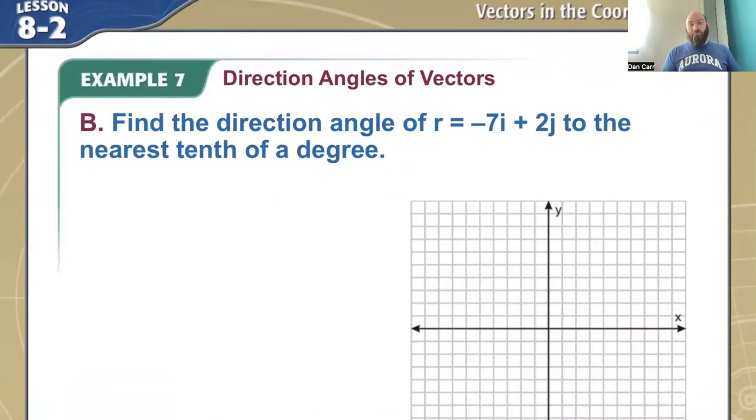So same thing as before. My components are negative 7 and 2. So I'm going to say it's going to go negative 7, 1, 2, 3, 7 to the left, and then 2 up. So here's my vector right there. Okay, so that's R. Now the theta, the direction angle, is going to count from here. We always count them from the terminal side, just like with our unit circle. So this is my actual theta that I want to find. But in order to get that, I'm going to have to use my reference angle here. So I'll call it theta prime, I guess.